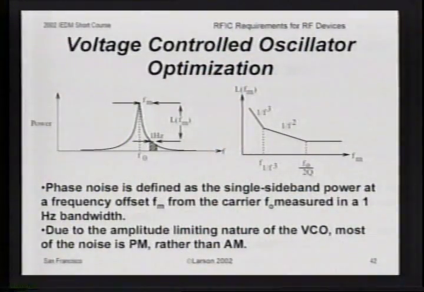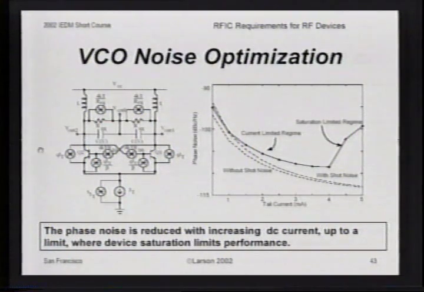Due to the amplitude limiting nature of VCOs, most of the noise in these circuits is phase noise rather than amplitude noise. So in the crudest sense, what we do with the VCO is measure the ratio of the peak power at the desired frequency to the power in a 1 Hertz bandwidth at some offset from the desired frequency, and that's the phase noise of the circuit. There are a variety of specs for phase noise in every wireless standard.